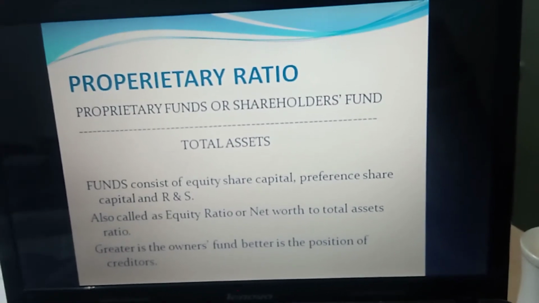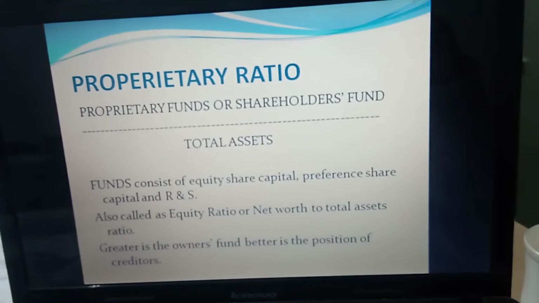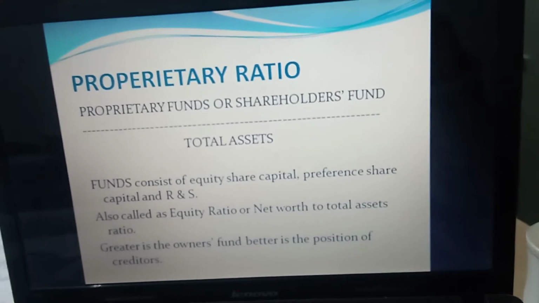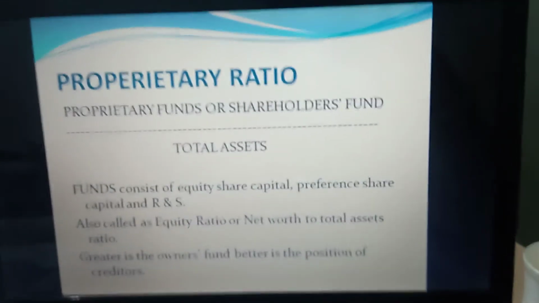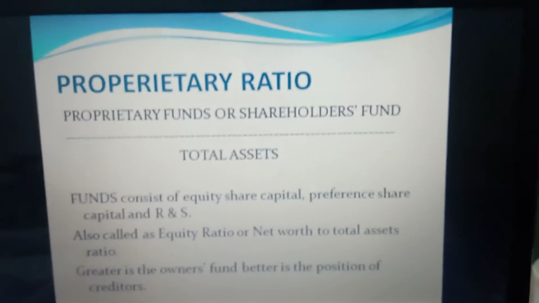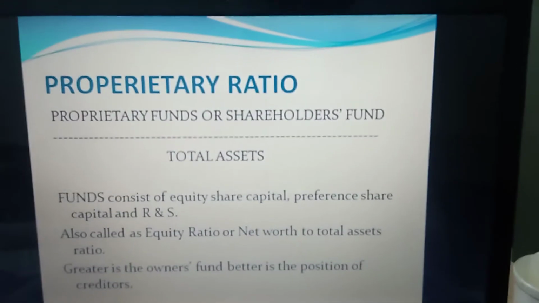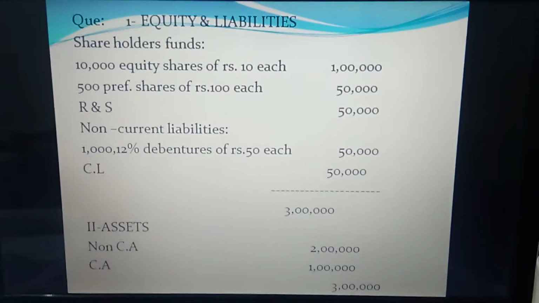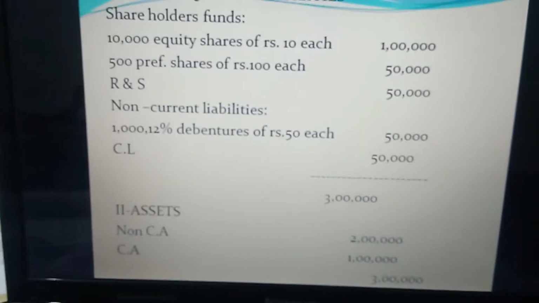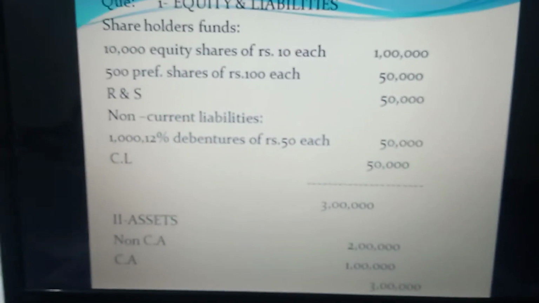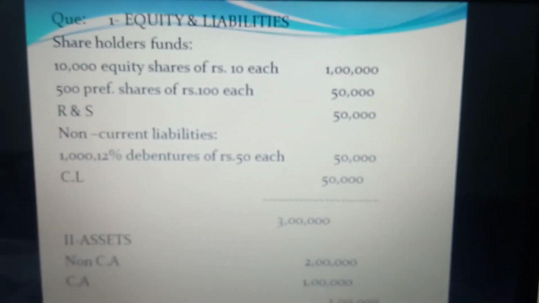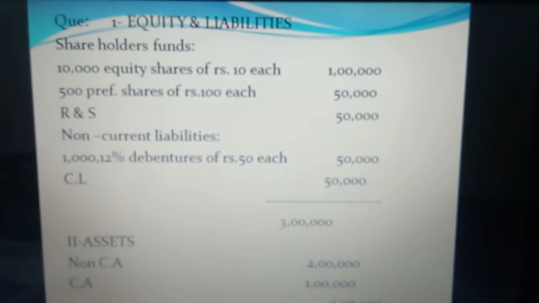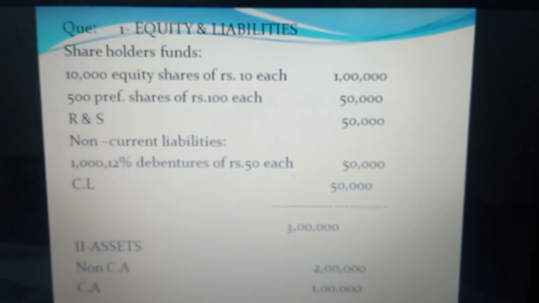Now, if the proprietary ratio is greater, it shows the owners' fund is in a better position than the creditors'. So basically, we can say that the proprietary ratio should be higher. It shows the efficiency and the long-term solvency position of the company, and it is useful for selection of relevant data, helpful in financial forecasting as well as planning, and useful in making comparative studies, and also for communication, coordination and control.